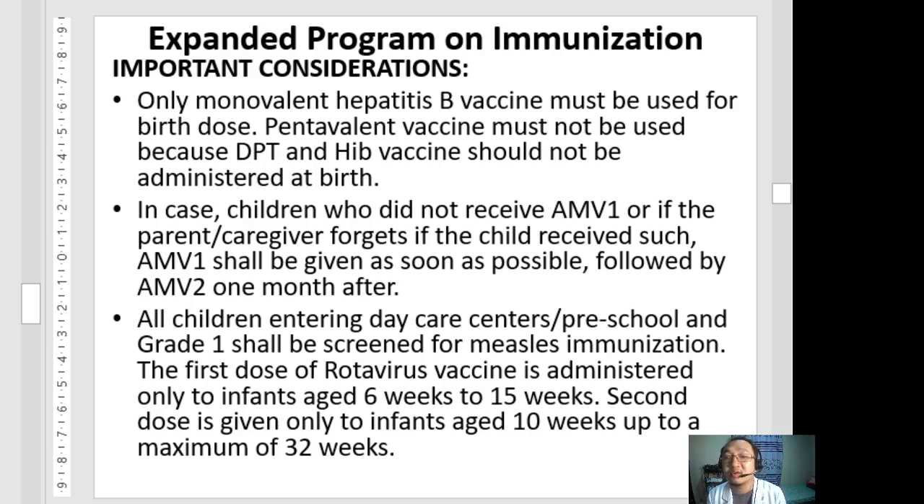The first dose of rotavirus vaccine is administered only to infants aged 6 weeks to 15 weeks. The second dose is given to infants aged 10 weeks to a maximum of 32 weeks. Children without vaccines should be referred to the nearest facility.